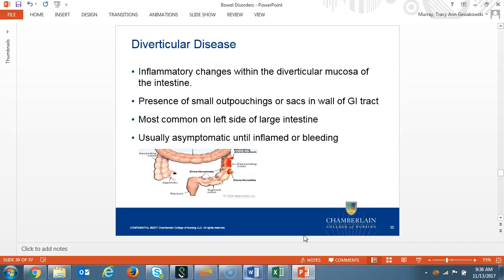Diverticulosis refers to the presence of small outpouching called diverticula, or sacs that can develop in the wall of the GI tract. While diverticula can present anywhere in the intestine, they're most commonly on the left side of the large intestine and are usually asymptomatic and pose a problem only when they become inflamed or bleed.